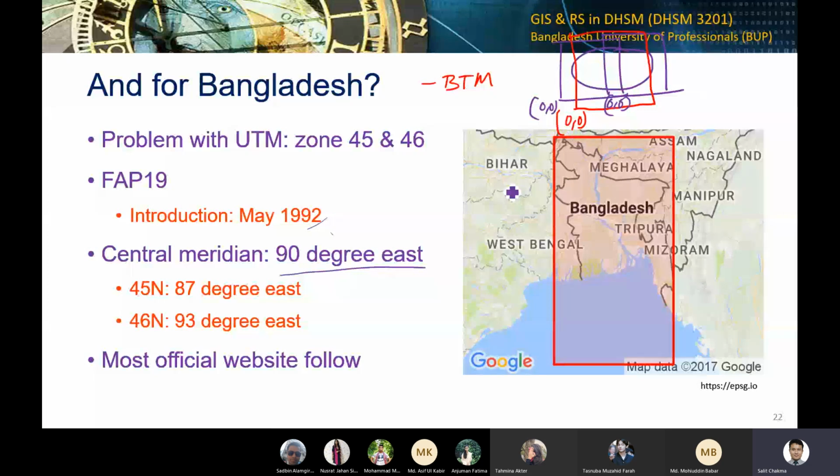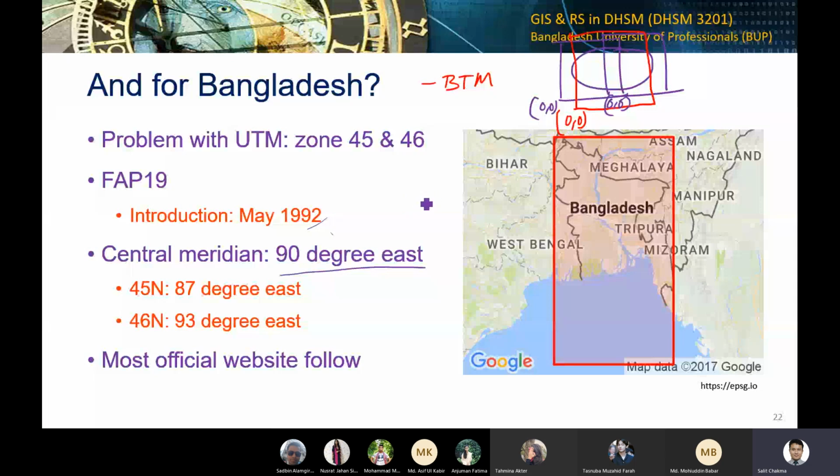After the inception of this, it became very popular throughout the country, and now many websites follow this coordinate system. You will find that BTM is largely dependent on UTM. Although BTM is a local coordinate system, because it is only applicable in Bangladesh, if you go outside of Bangladesh, you are not going to be able to use it. Even if you go to India, you will not be using it.